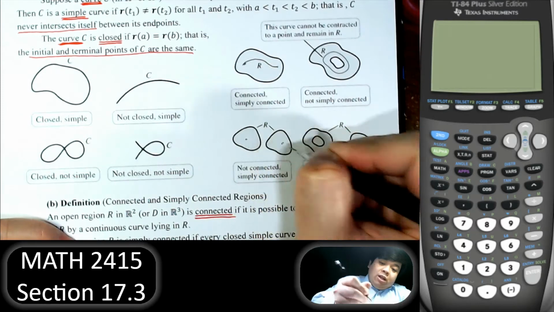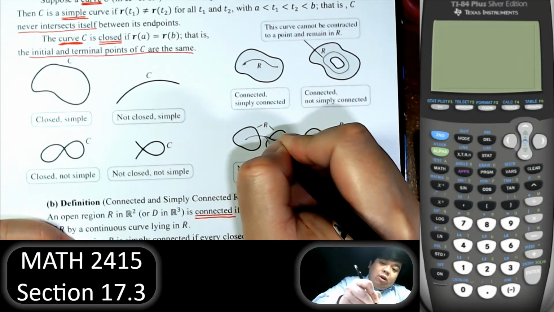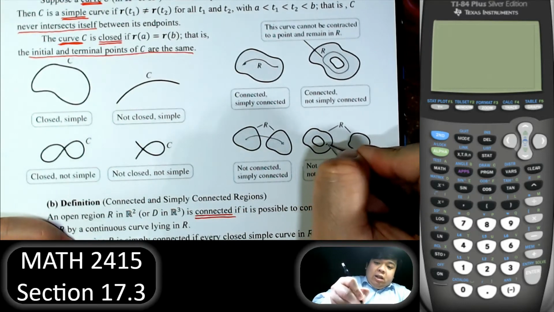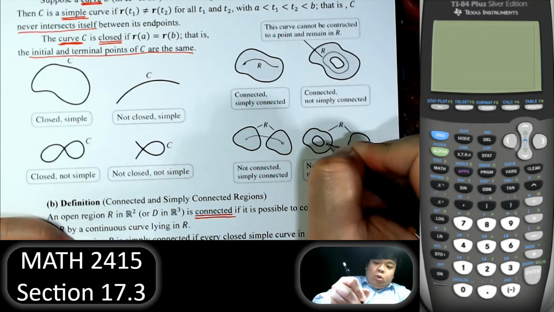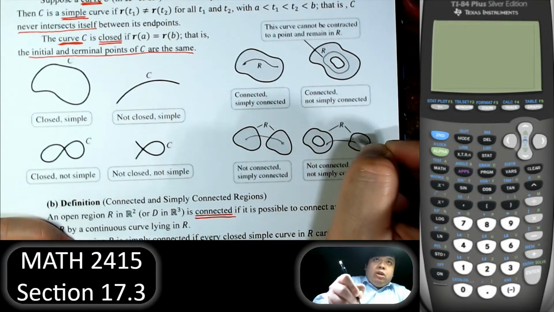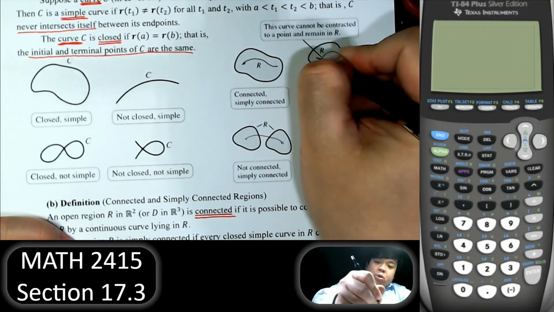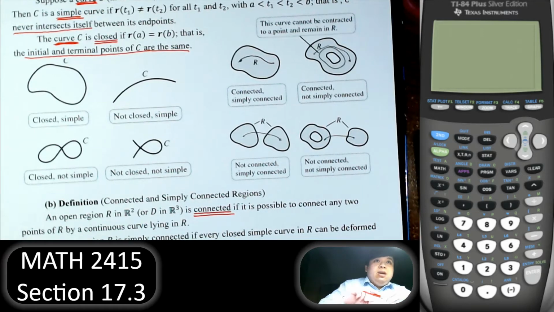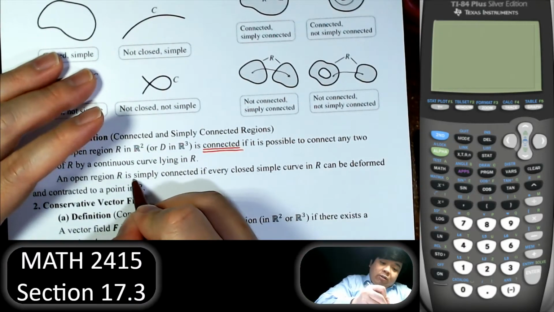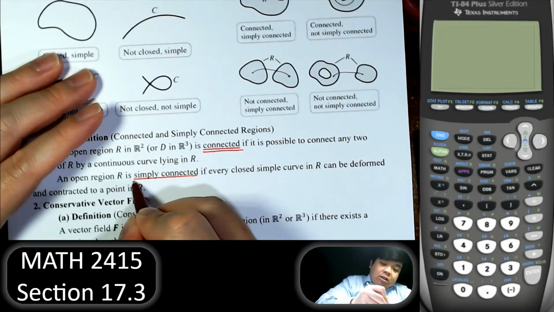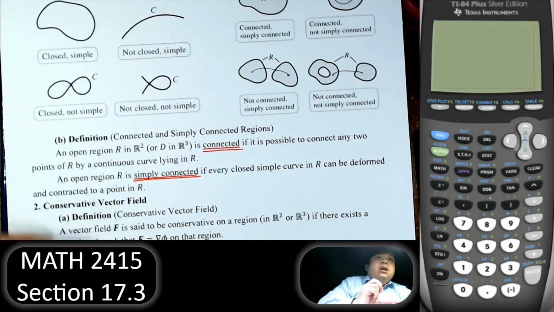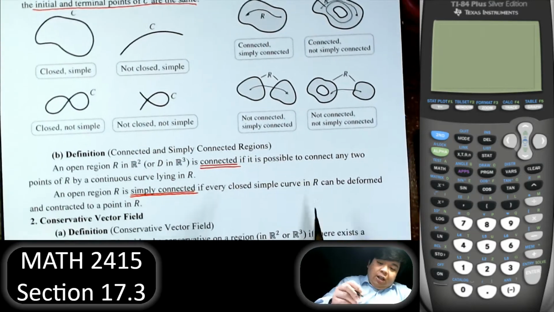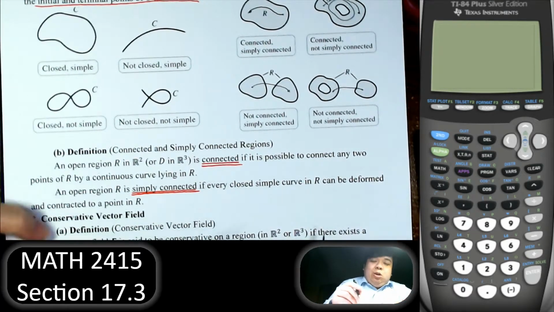If we have 2 points like this, there's no way we can connect them without getting outside of the region R. Same thing here, we cannot connect them without getting outside the region. Here it's okay, we can connect them. Right. Next we define a simply connected region if there's no hole in it, pretty much the way we define it.